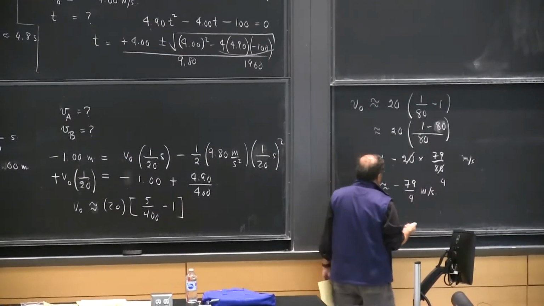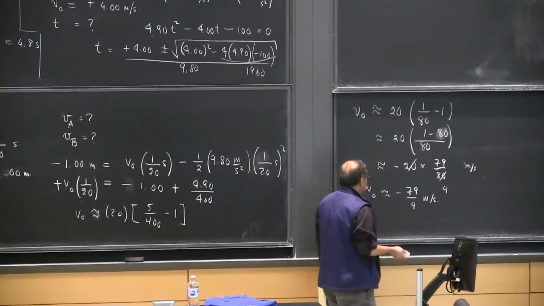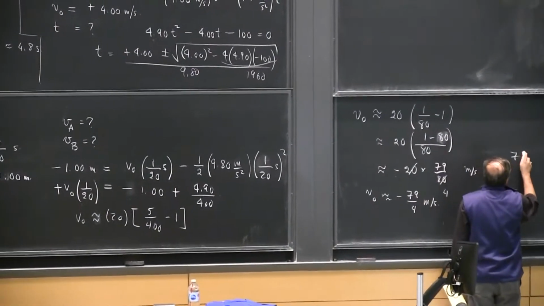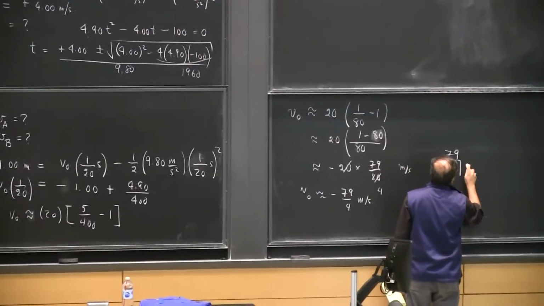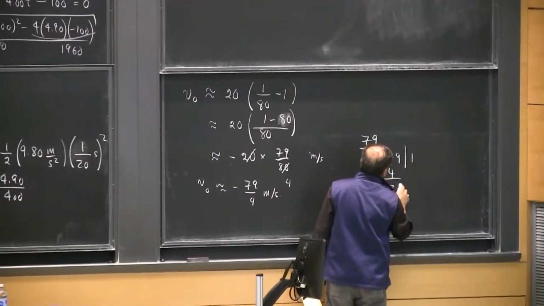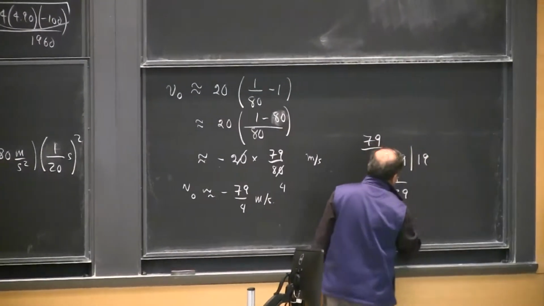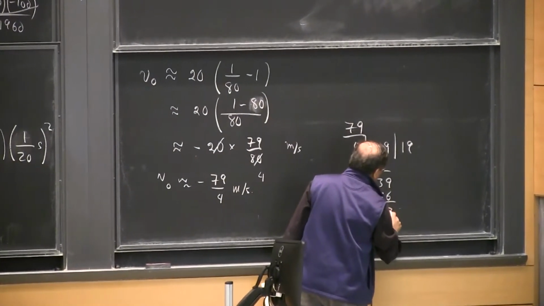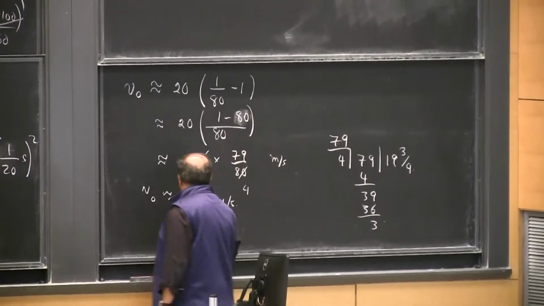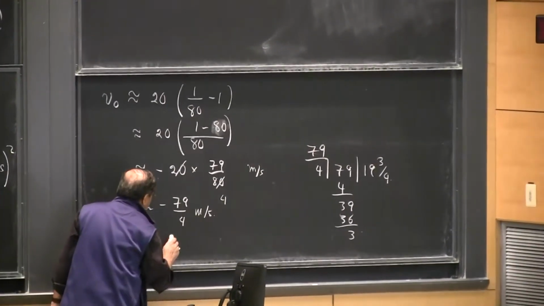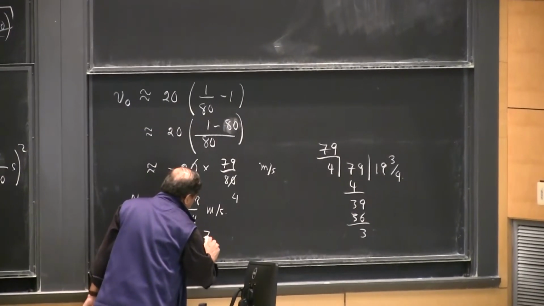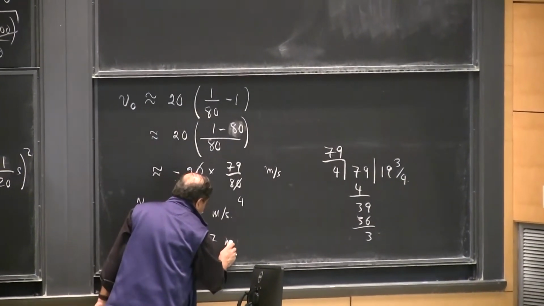So I can convert that. It will be slightly shy of 20 meters per second. So let's divide it. 79 divided by 4. 4 1 to 4. 39. 4 times 9 is 36. That gives me 3. So 19 3 quarters. So therefore, the velocity here is going to be minus 19.7, if you will, or 7.5 or 8, whatever, meters per second.